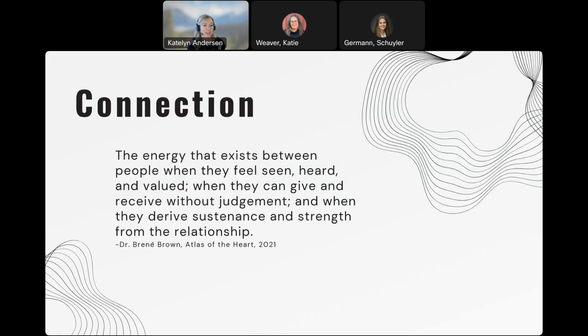So in connection, she shares that it's the energy that exists between people when they feel seen, heard, and valued, and when they can give and receive without judgment, and when they derive sustenance and strength from that relationship.